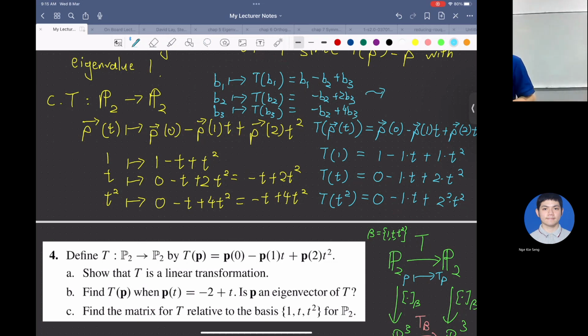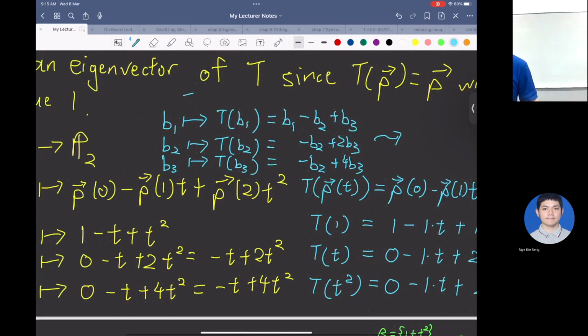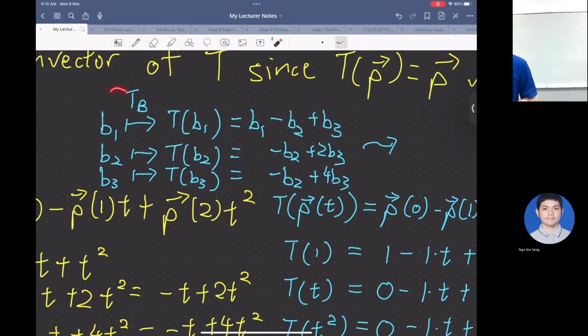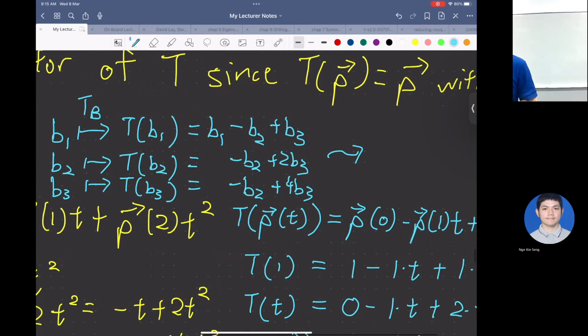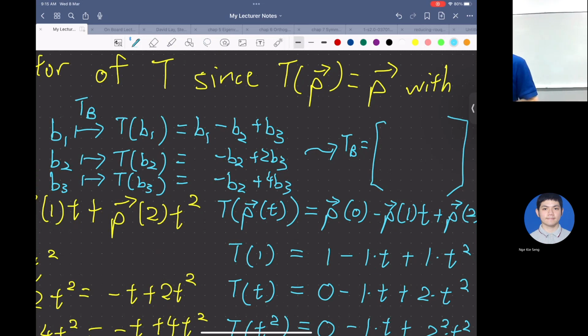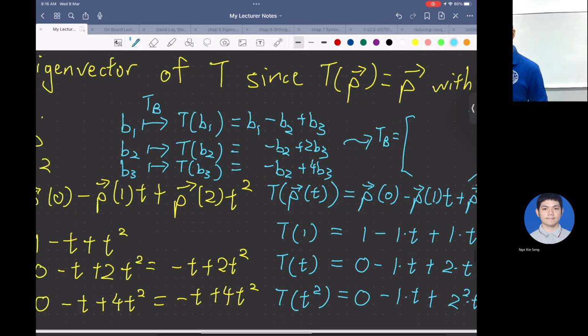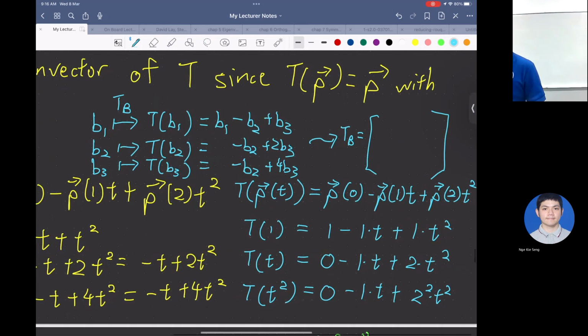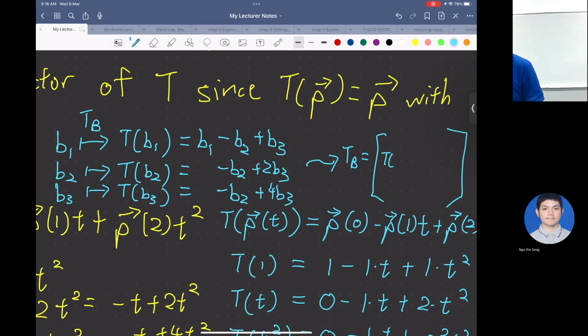How to get a matrix? What's the matrix that you apply to B1? You get 1B1 minus 2B2 plus B3. Okay, let's say I give you this question here. How to get a matrix? To get a matrix, you just get the coordinate vector.